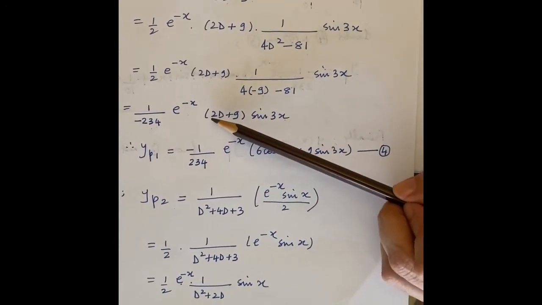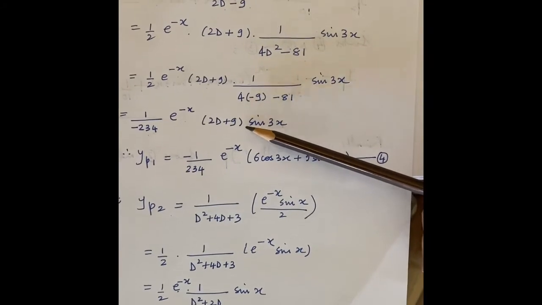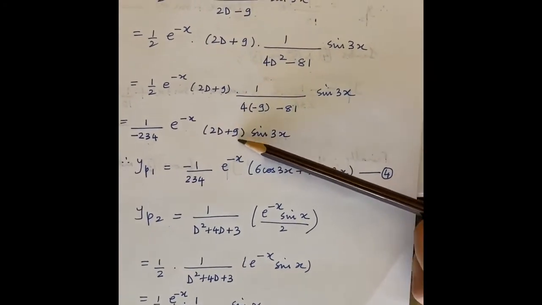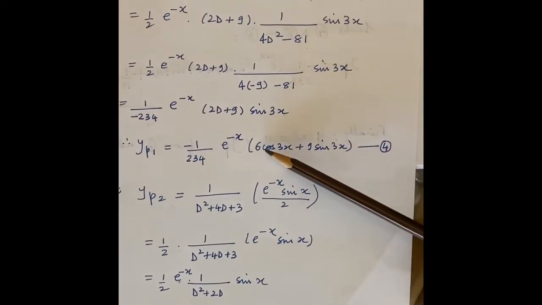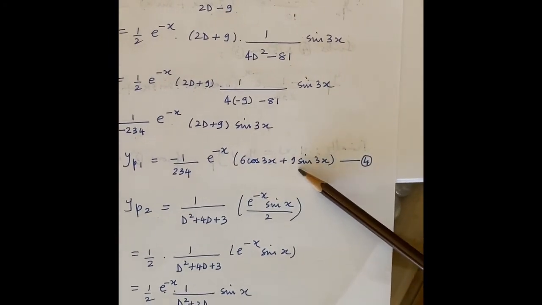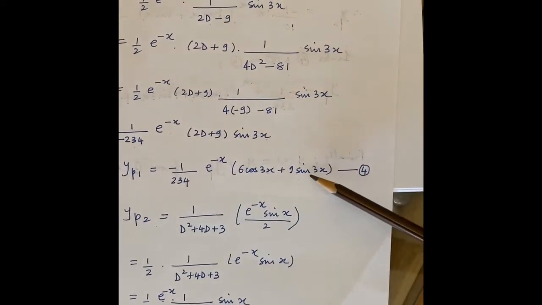Now you know very well that D in the numerator simply means derivative. So 2D + 9 is 2 into derivative of sin 3x, which is 3 cos 3x, plus 9 into sin 3x. So this is your yp1.